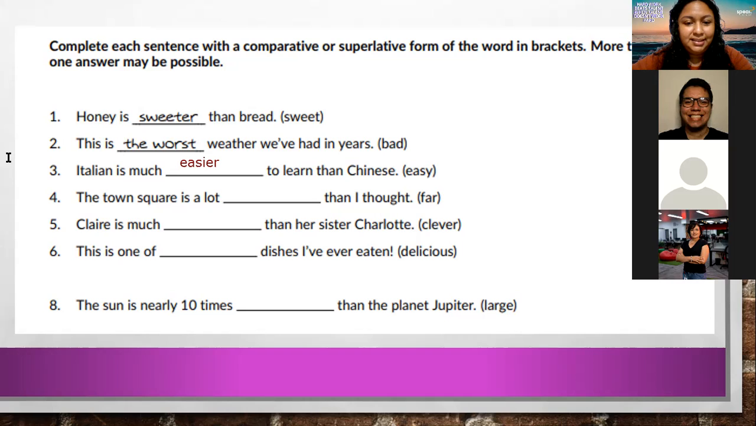The town square is a lot far than I thought. Okay. Is farthest? Sorry. There you go. Very good.